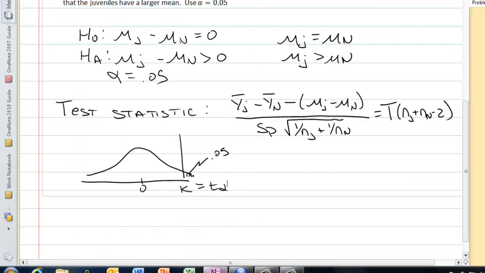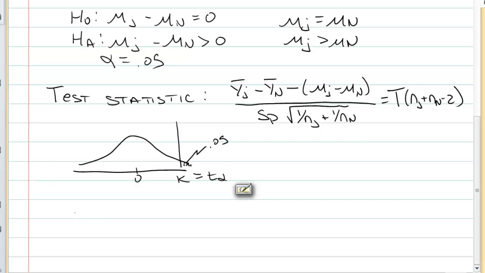That information goes on our note sheet. Again, our t, I'm going to call it little t, was 2.97. And then our k value, which came from what the book would call t sub alpha, is 1.72. We're to the right. We're in the rejection region.